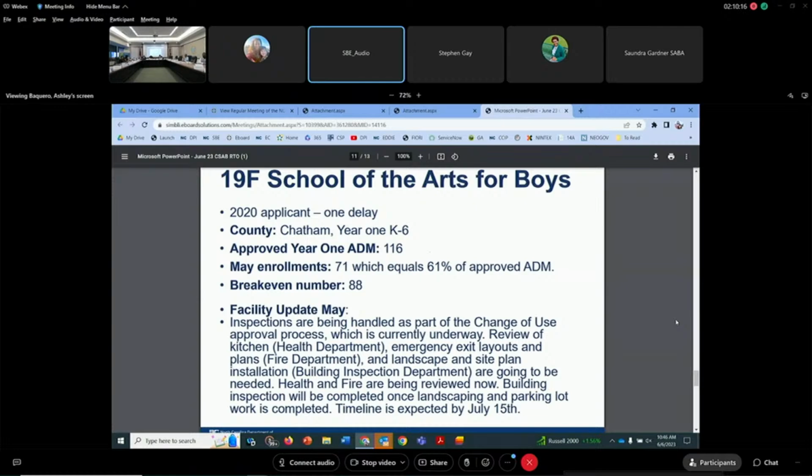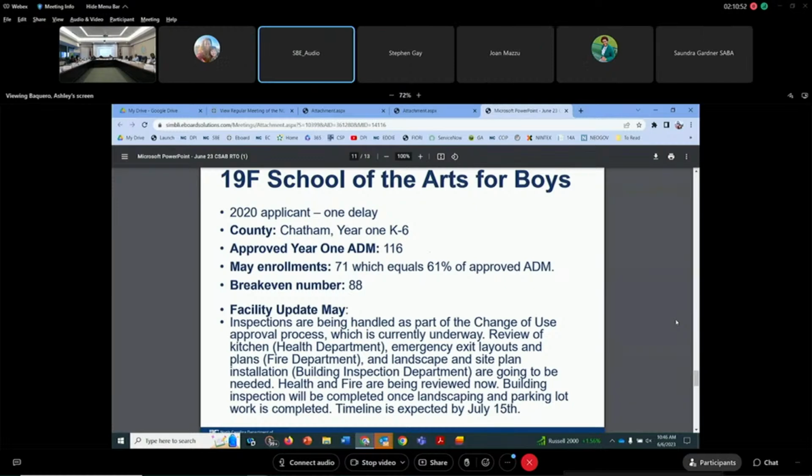I know you see here it says K through 6, but our grade levels are 3 through 6. As we met in May, we reported 56% enrollment, which is 65 students out of our 116 ADM. As of today, we report 80% enrollment, 93 students out of the 116 ADM, which is a 24% increase since our May meeting and above the suggested 75% ADM.